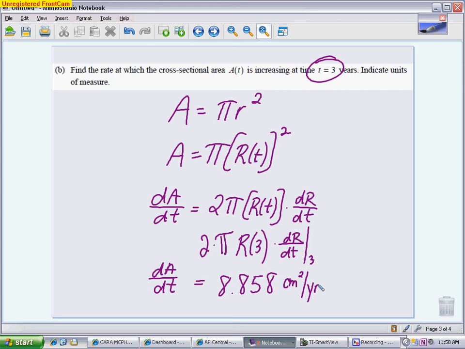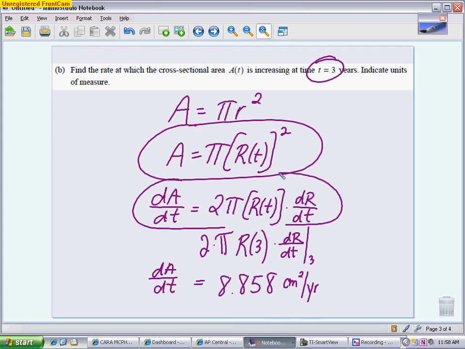So to give you an idea of what they were looking for, they were looking for 1 point to write an expression for A, 1 point for writing an expression for A prime, so this line, and then 1 point for your answer. So you didn't have to show a lot of the in-between computation because you were using your calculator. And 8.858 was what they were looking for with 3 decimal places.